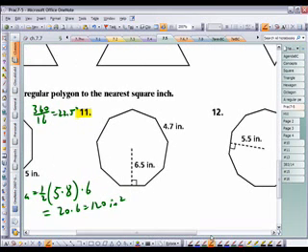Now for this one here, there are 1, 2, 3, 4, 5, 6, 7, 8, 9 sides. So we'll have 1/2. The perimeter is going to be 9 sides times 4.7 times the apothem, which is 6.5, and that will come out to inches squared. So you have to multiply that out, and again, your area is always in units squared.